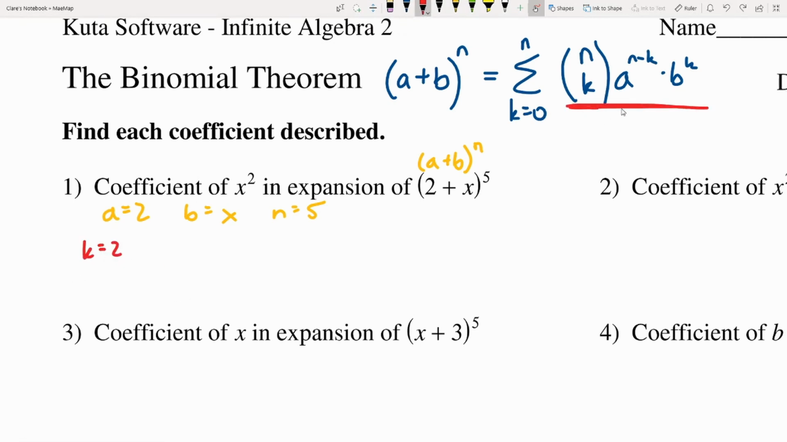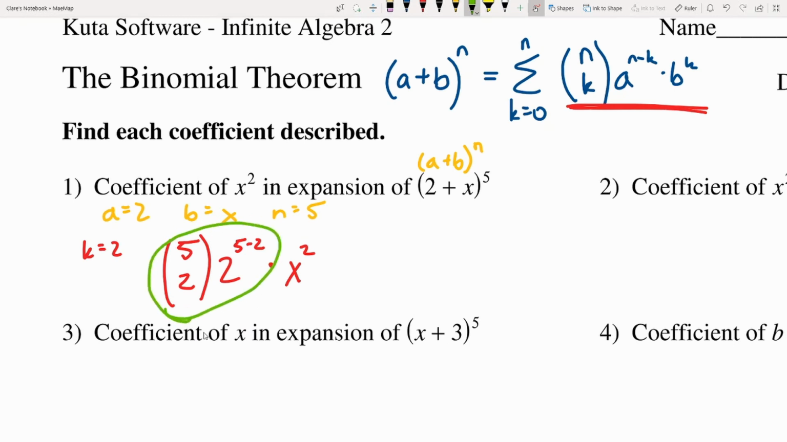Using this chunk of our binomial theorem, that's 5 choose 2 times a, which in this case is 2, to the n minus k, so 5 minus 2, all times b, which is x, squared, because we're doing this for a k value of 2. My coefficient of x squared is going to be this number when I compute what it's equal to.